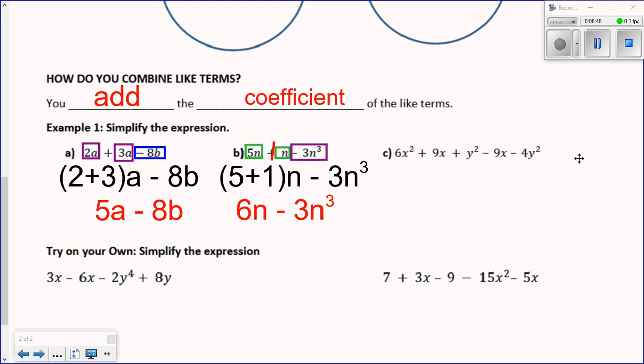Alright, C looks a little lengthy. I'm going to go through. I got a 6x squared, a 9x, a y squared, a negative 9x, and a negative 4y squared.